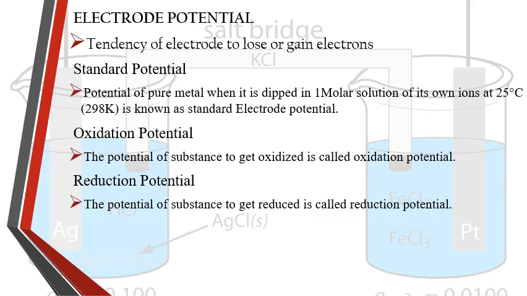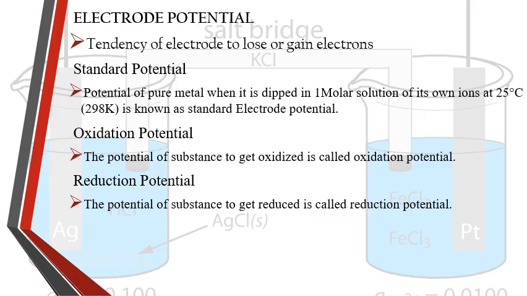Oxidation potential refers to the tendency of a substance to lose electrons and thereby get oxidized. It is the potential required to remove electrons from an atom or ion in electrochemical terms. A higher oxidation potential indicates a greater tendency for the substance to lose electrons and undergo oxidation.